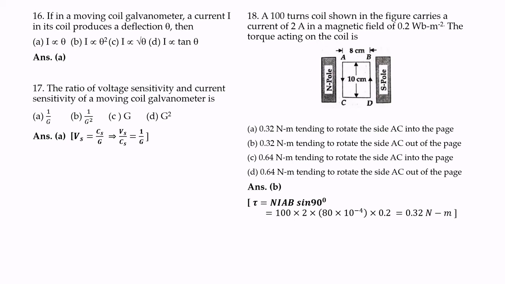Converting centimeters into meters, we get area is 8 into 10 divided by 100 into 100. So that will be 80 into 10 to the power of minus 4, into B, which is given as 0.2 webers per meter squared. This value becomes 0.32 Newton meters.